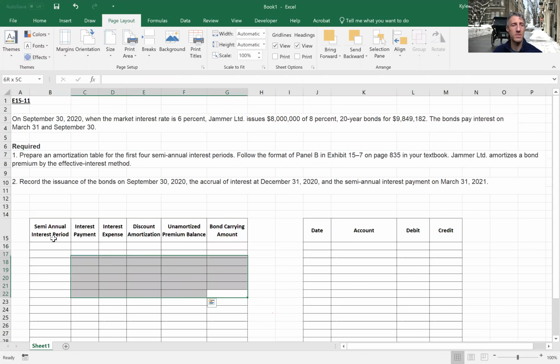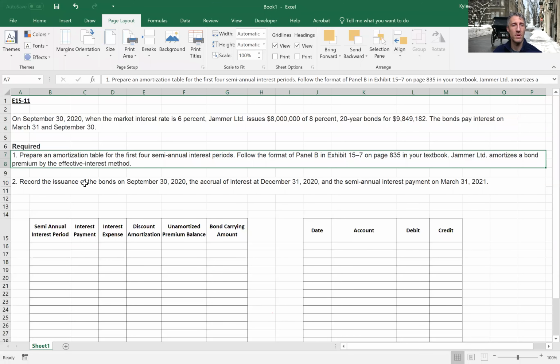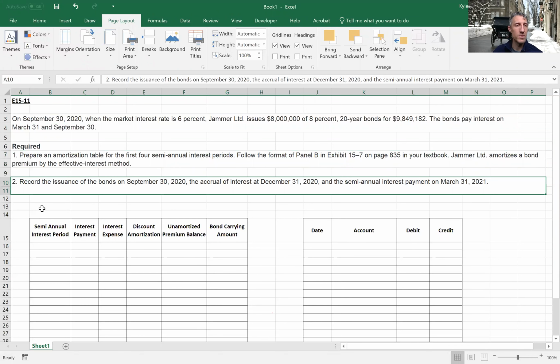I've already just typed in a template for us. And they amortize the premium by the effective interest rate method. And requirement 2 is to record the issuance of the bonds on September 30th, the accrual of the interest, and the semi-annual interest payment on March 31st. So that's referring to preparing journal entries.